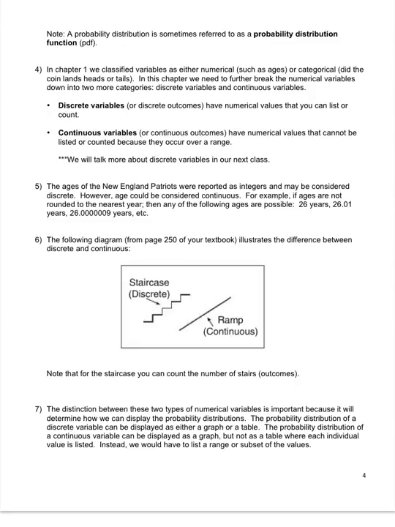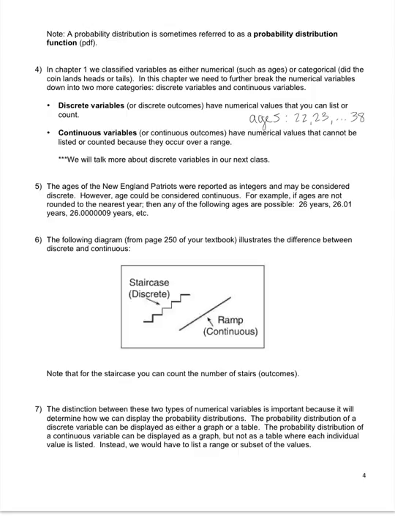Okay, in Chapter 1, we classified variables as either numerical, such as ages, or categorical. For instance, did the coin land heads or tails? In this chapter, we need to further break the numerical variables down into two categories, discrete variables and continuous variables. All right, so as an example, discrete variables or discrete outcomes have numerical values that you can list or count. The ages we just saw would be an example of that because we were able to list the ages. We went from 22 all the way up to, I can't remember the oldest player, maybe 39 or 38.